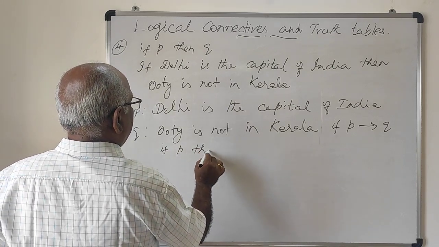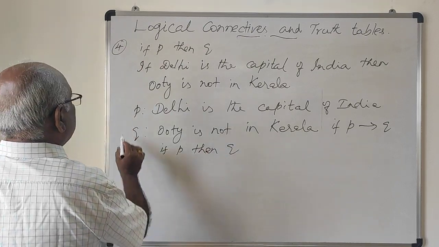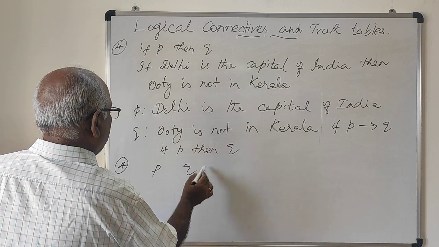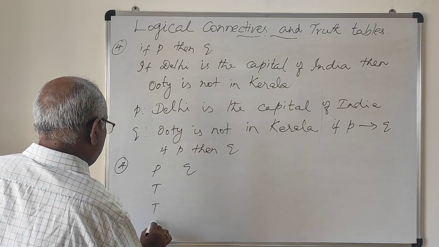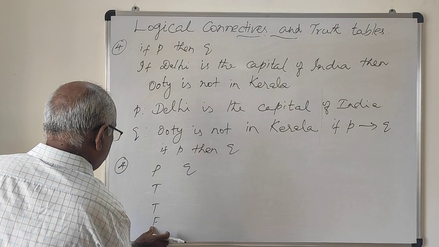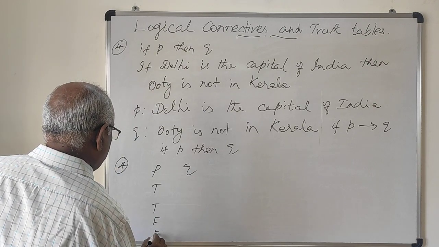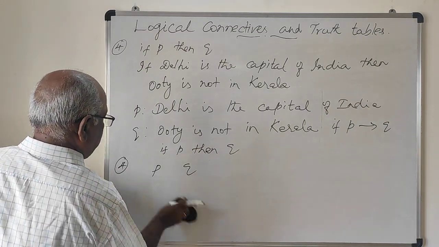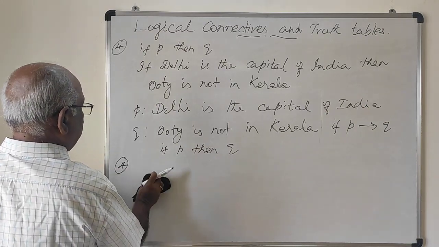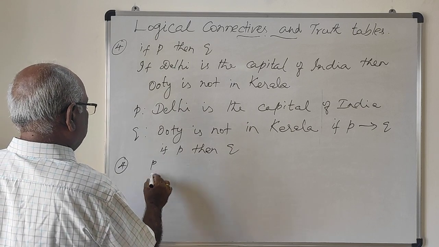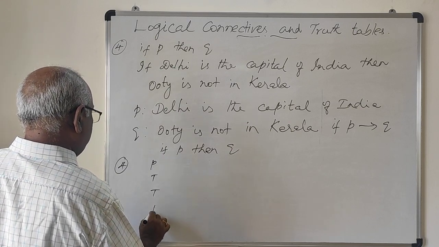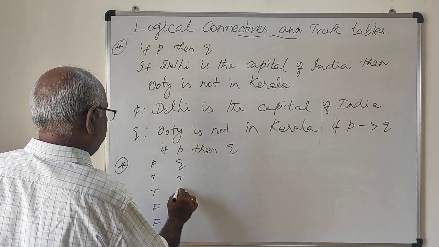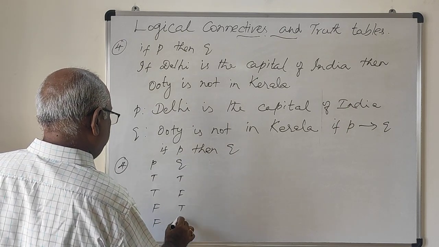If P then Q. This is table number 4. Here also there are two variables, P and Q. There are two variables, therefore you have four rows. P is T, T, F, F. Q is alternately T, F, T, F.